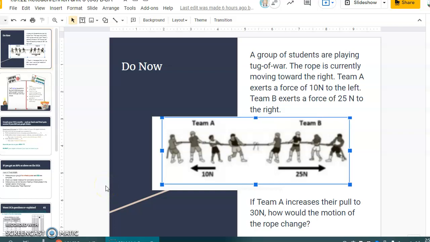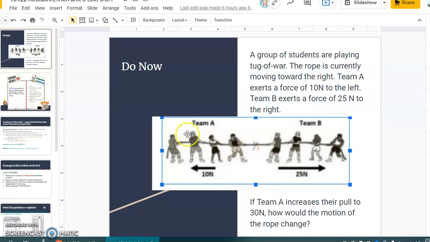So, hello, it is Monday, the 31st, the last day of January, and here is our do now. A group of students are playing tug of war. The rope is currently moving to the right. Team A exerts a force of 10 newtons to the left. Team B exerts a force of 25 newtons to the right, and you can see that in the picture. And remember, we played tug of war.